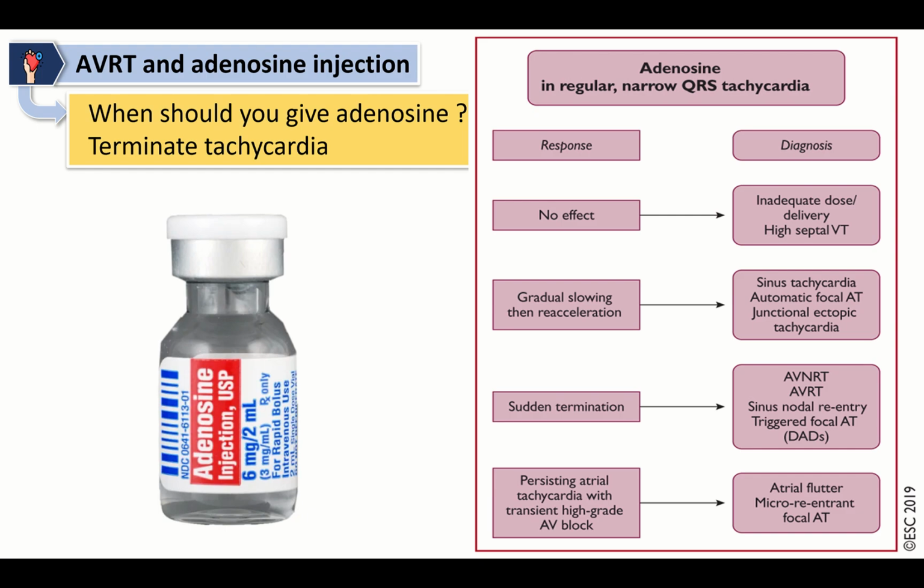Last scenario, in which we use adenosine. In all types of SVT, we should use adenosine to terminate tachycardia and confirm the diagnosis, your differential diagnosis. For example, when you give adenosine in AVNRT or AVRT, sudden termination. When you give adenosine in flutter or persistent atrial tach, the atrial tach will persist with high grade AV block, maybe 3 to 1, 4 to 1, 5 to 1. But if you give adenosine in sinus tachycardia, it will be gradual slowing and re-acceleration.